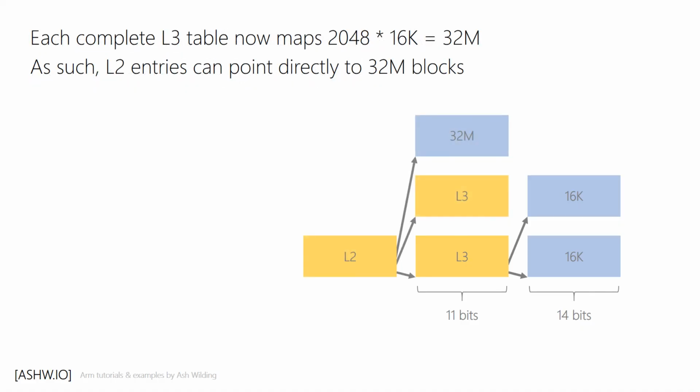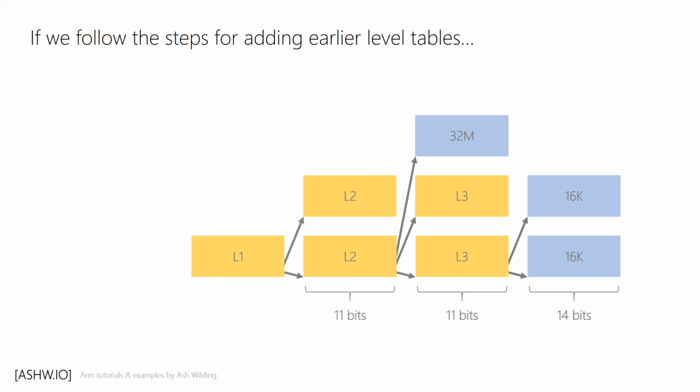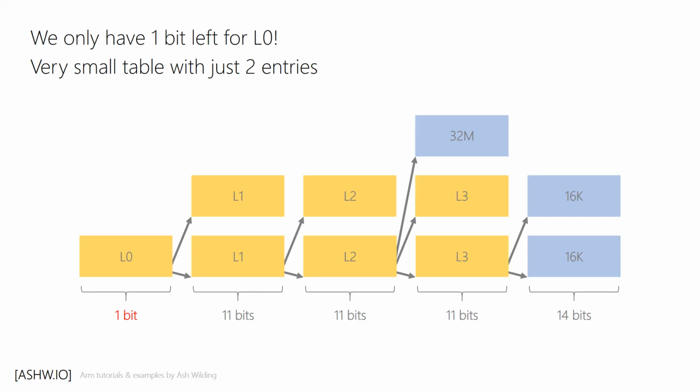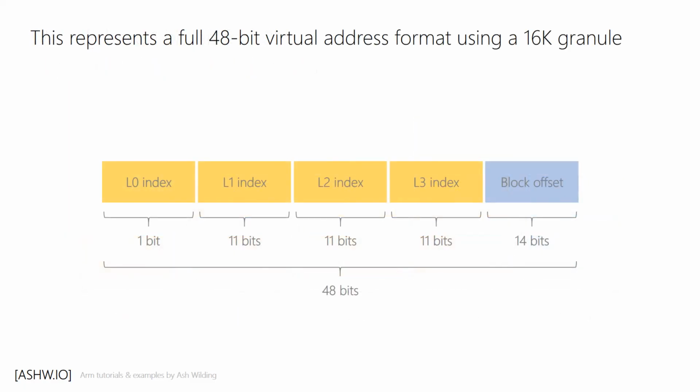Now we can step through the example like before, and we'll see that once we've got more than 32 meg, we would need more than 1 L3 table. Therefore, we'd need an L2 table to index between them, and this means that our L2 entries can point directly to 32 megabyte blocks. Stepping back through this, we get 11 more bits consumed at L2, 11 more bits consumed at L1, but that means we only have 1 bit left at L0. This means that our L0 table is a very small table with just 2 entries.